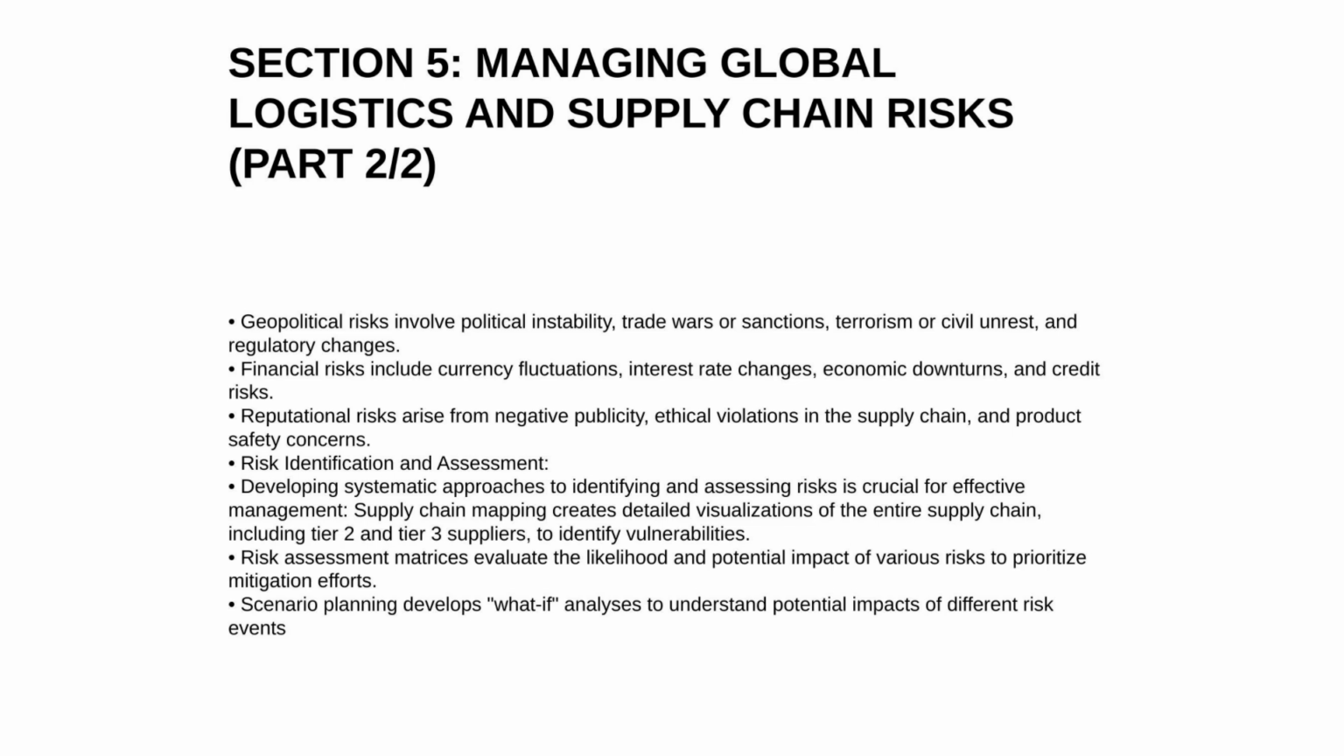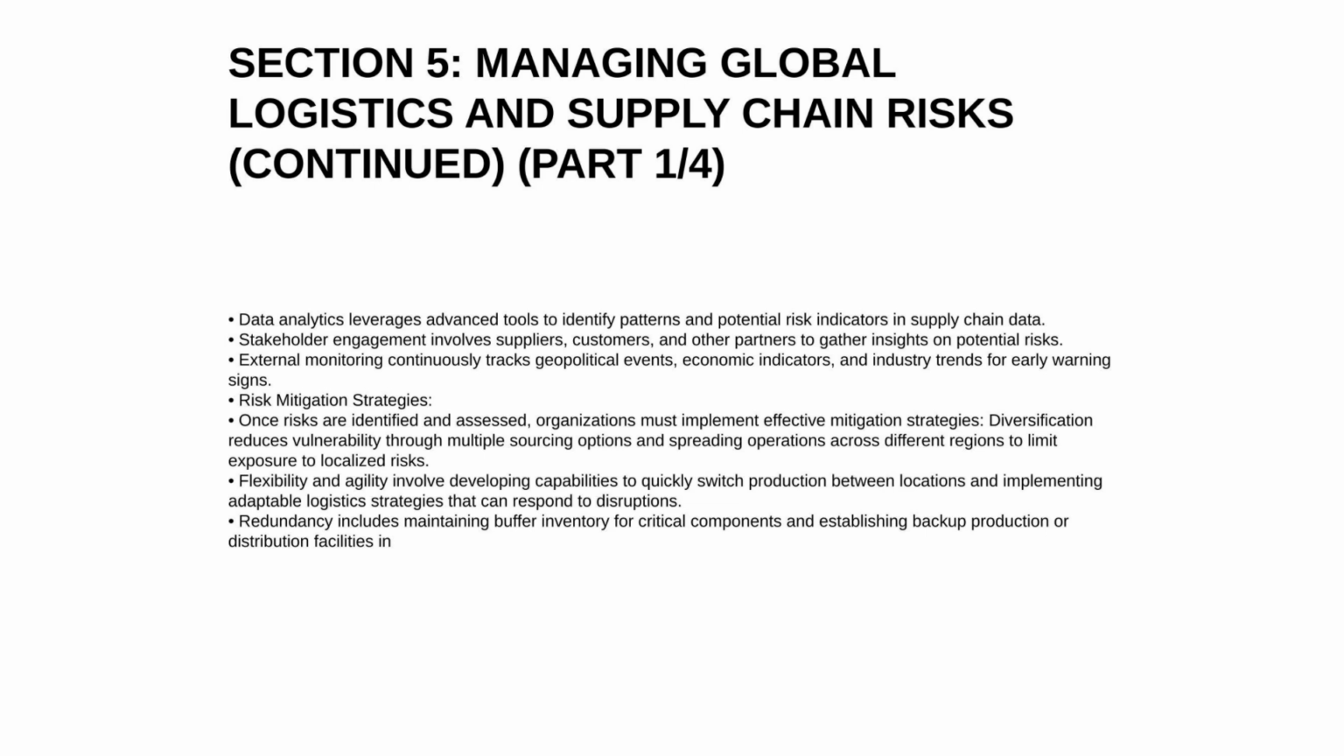Supply chain mapping creates detailed visualizations of the entire supply chain, including Tier 2 and Tier 3 suppliers, to identify vulnerabilities. Risk assessment matrices evaluate the likelihood and potential impact of various risks to prioritize mitigation efforts. Scenario planning develops what-if analyses to understand potential impacts of different risk events. Data analytics leverages advanced tools to identify patterns and potential risk indicators in supply chain data. Stakeholder engagement involves suppliers, customers, and other partners to gather insights on potential risks. External monitoring continuously tracks geopolitical events, economic indicators, and industry trends for early warning signs.